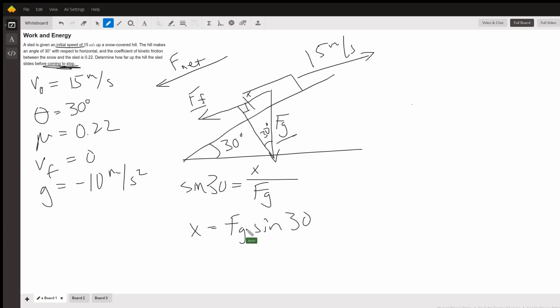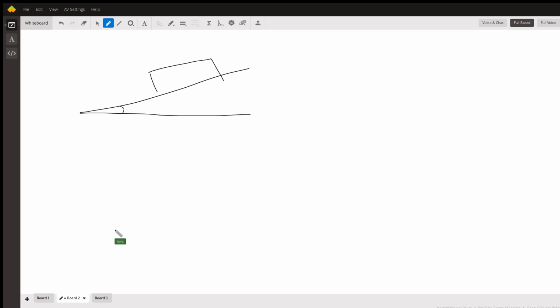All right, so this is the component of gravity that acts along with the force of friction against the object's motion. So we have that. Now we have to find the force of friction. In order to do that, you have to know that the force of friction is equal to the normal force of the object on the object times the coefficient of friction.